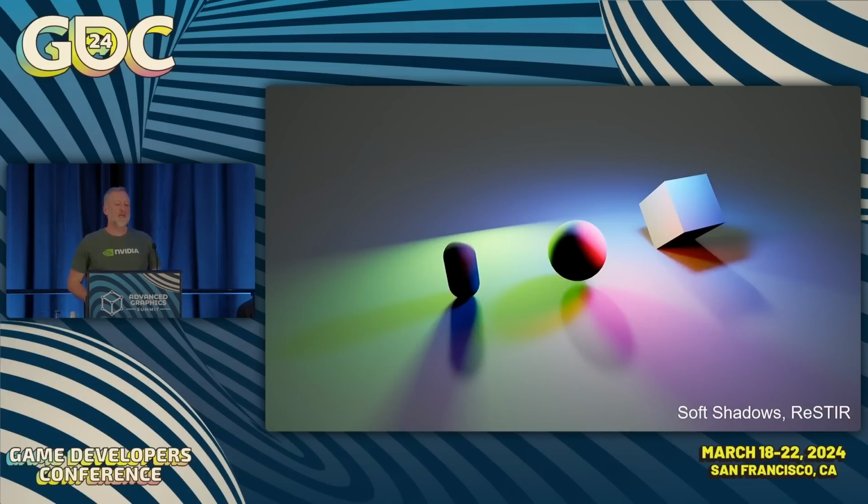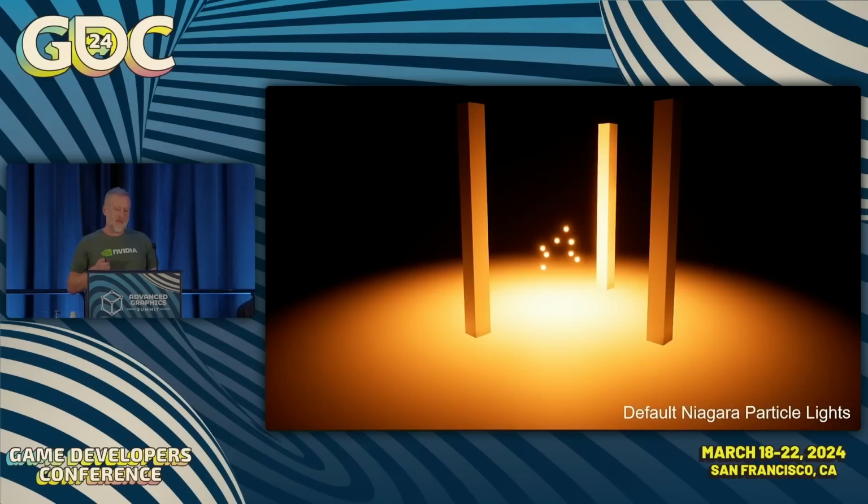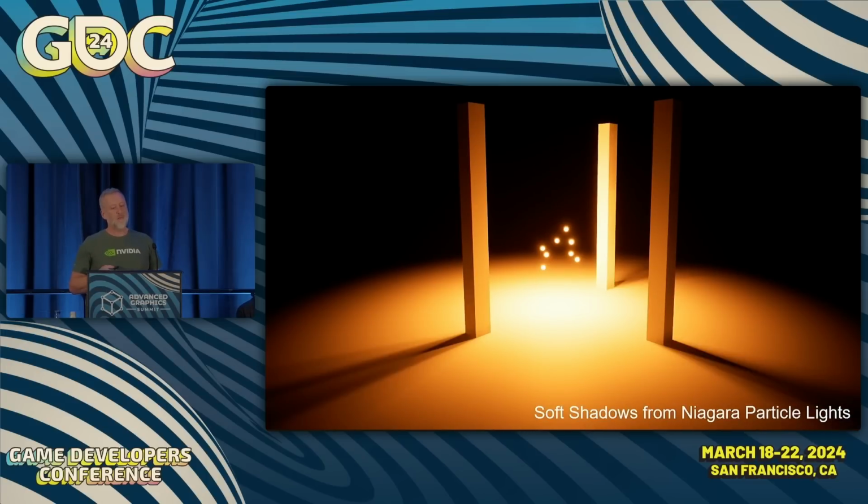Now, great, we've done all this. What does it all look like in the end? Well, when we do the final shading, we get nice soft shadows from ReSTIR, and they match up very nicely against path tracing. But we've had this since we've had access to ray trace shadows in games. But moving beyond that, things like the default Niagara particle lights can't cast shadows because they're just these simple lights that don't cast shadows. But with ReSTIR, we've gone ahead and upgraded that to be able to cast shadows from particle lights, including soft shadows.